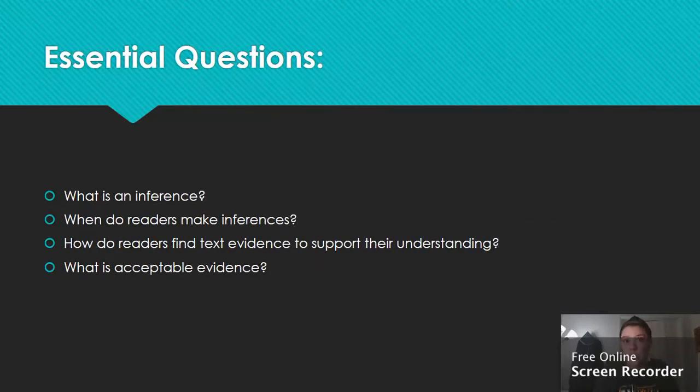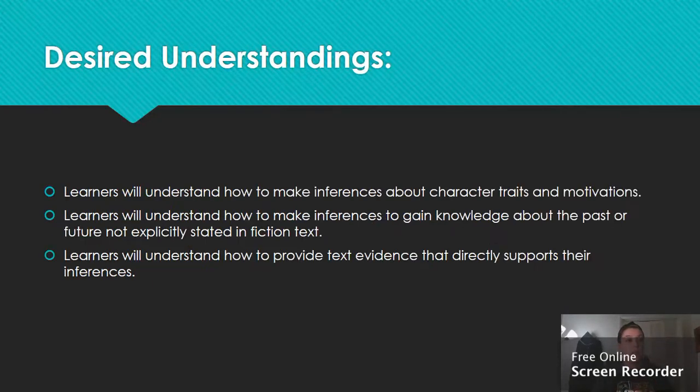The essential questions are: what is an inference? When do readers make inferences? How do readers find text evidence to support their understanding? And what is acceptable evidence? That last one is something that my students are really struggling with. They'll often write the entire page, or they'll try to show me a picture as their evidence. So we're looking at going back to the text for this.